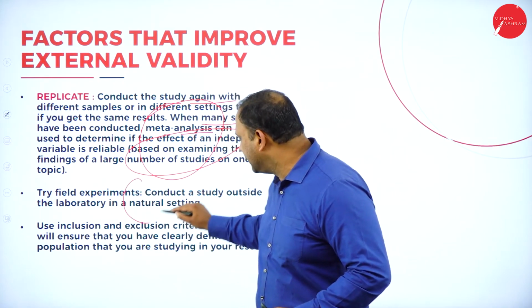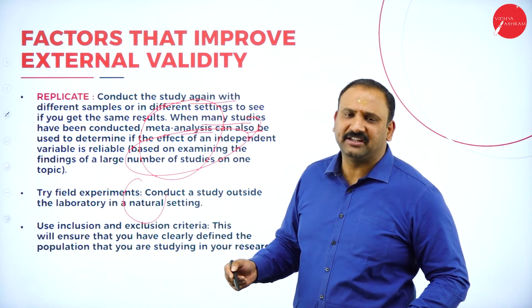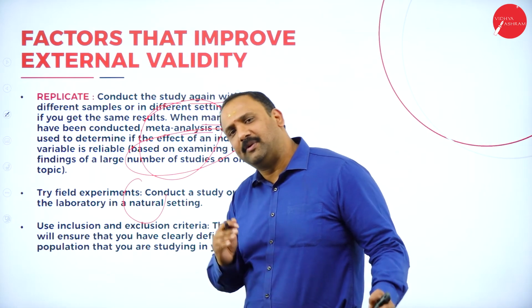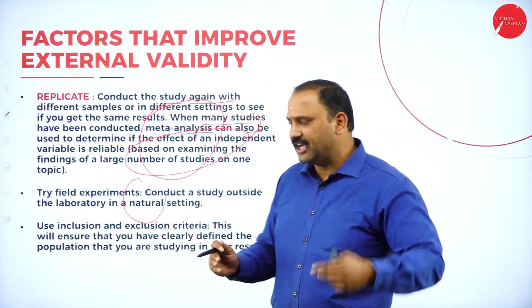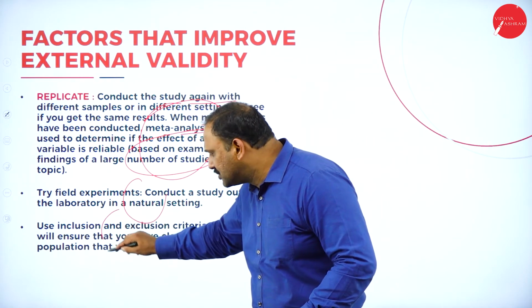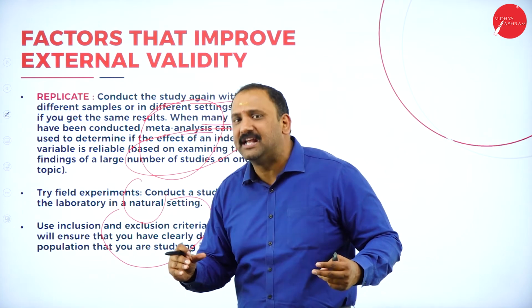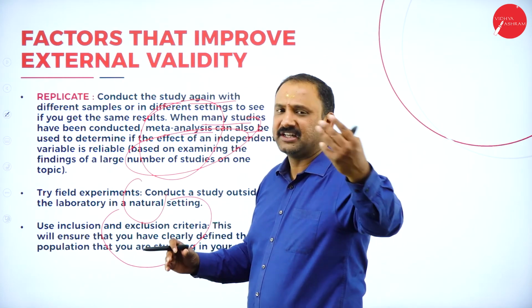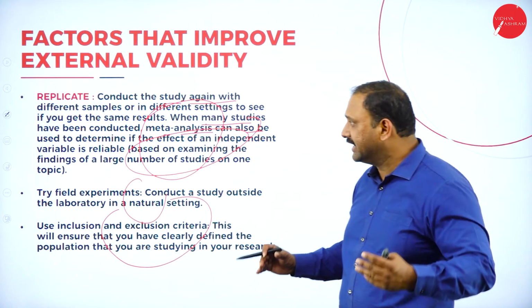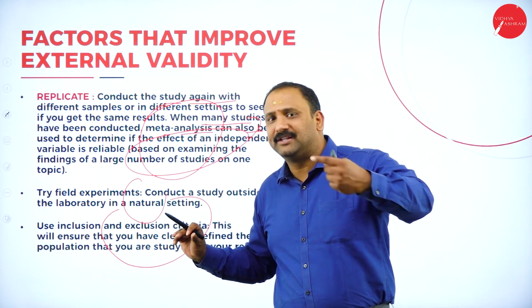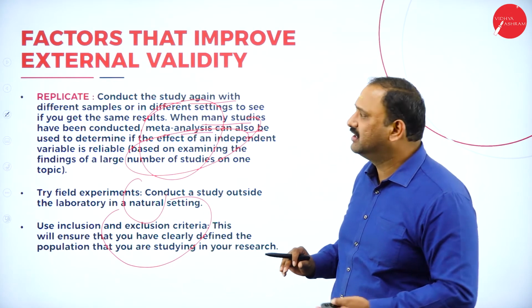Try field experiments: try to conduct a study outside the laboratory and see whether it's available in a natural setting, whether it is applicable in a regular manner. Use inclusion and exclusion criteria, where you are including the sample population and also excluding certain sectors of the population which are not needed. By doing this, you will be able to tell whether the external validity is stronger or not.